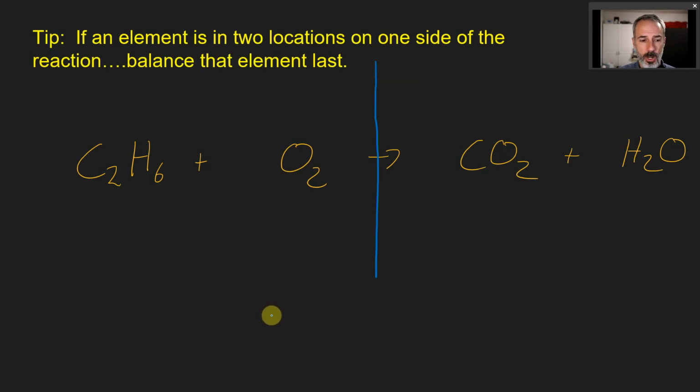Which side needs more carbons? The right side. What should I put here? A 2 to get 2 carbons, right? Okay, we've done that. Let's do hydrogens. Which side needs more hydrogens? The right side. And since I need 6 hydrogens, what number do I put here? 3. 3 times 2 is 6. That's absolutely right. Now let's do the oxygens.